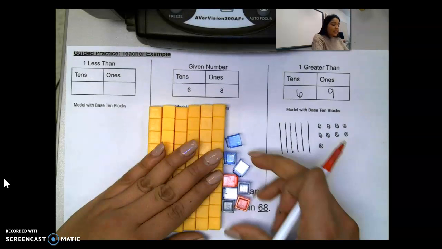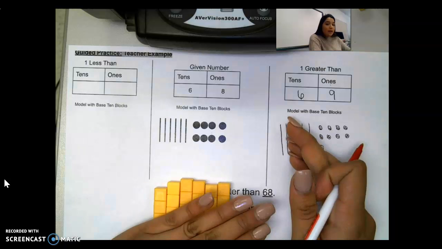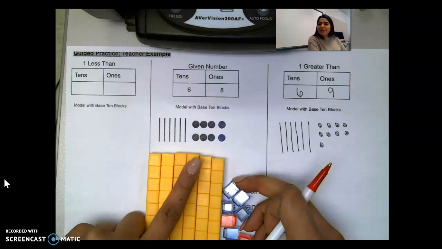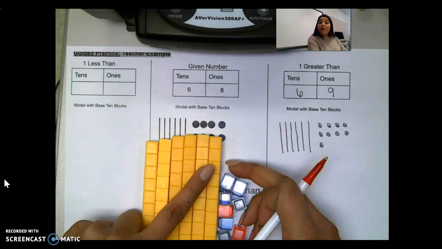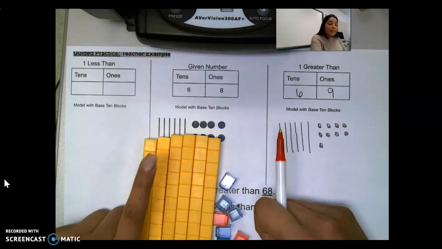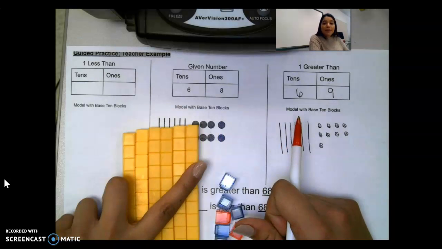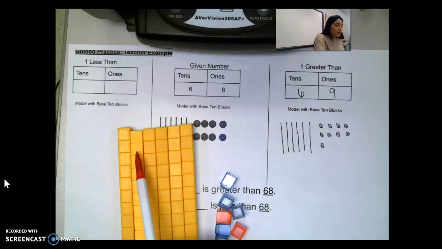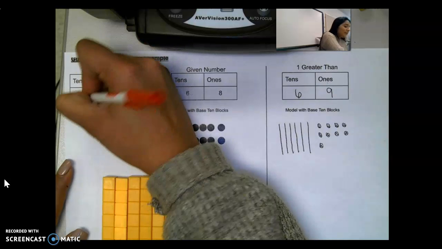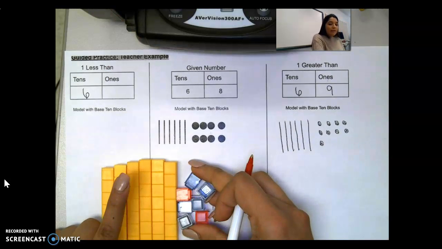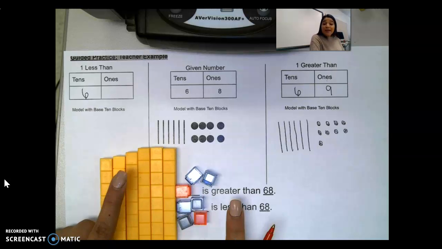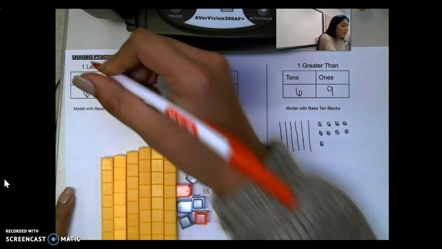Okay, now we're going to go back to 68. So I'm going to take out that 1 that we added. Now we have to generate a number that is 1 less than. So what do we have to do? We have to take away 1. So I'm just going to take away a 1's block. Now let's see how many we have. How many 10s do we have? Let's count. 1, 2, 3, 4, 5, 6. We still have 6 10s. But let's see how many 1s we have left. 1, 2, 3, 4, 5, 6, 7. Now we have 7 1s after we took away 1.